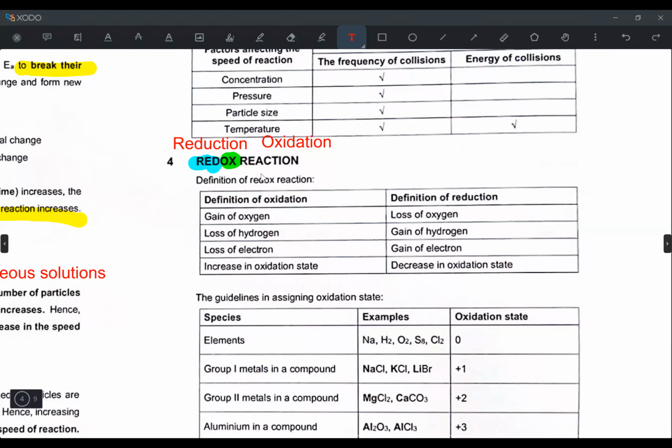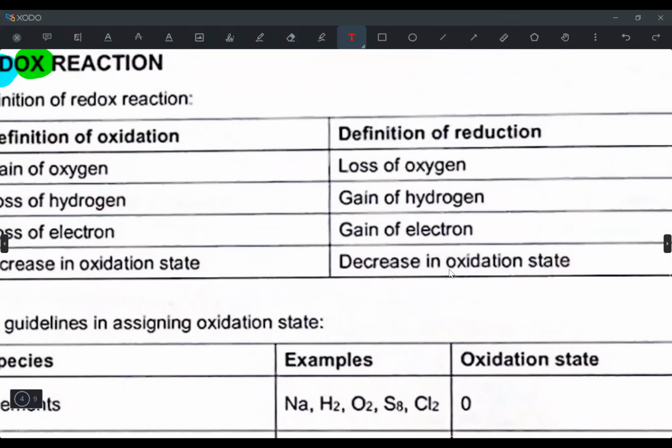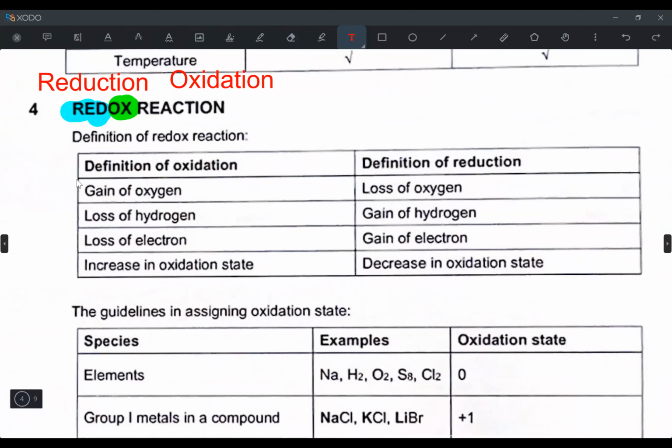Okay, but we need to know which one gets reduced and which one gets oxidized. So that's why we need to learn this. For oxidation, it means the gain of oxygen, loss of hydrogen, loss of electron.